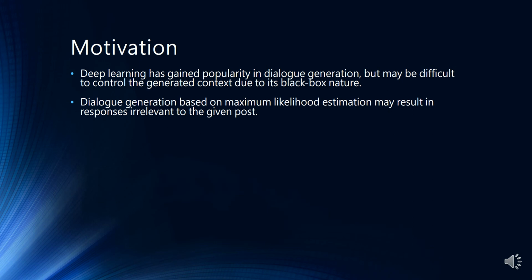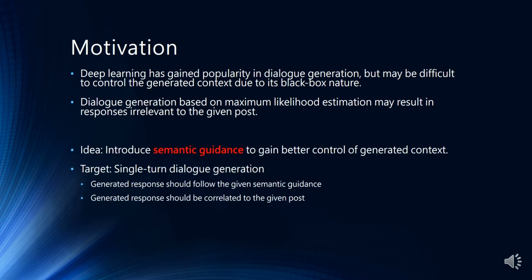Nowadays, deep learning has gained popularity in dialogue generation, but its black box-like nature makes it difficult to control. In addition, dialogue generation based on maximum likelihood estimation may result in responses that are irrelevant to the given post. So, in this paper, we came up with an idea to introduce semantic guidance to gain better control of the generated context, and we focused on single-turn dialogue generation. We hope that a generated response will follow the given semantic guidance and also will be correlated to the given post.